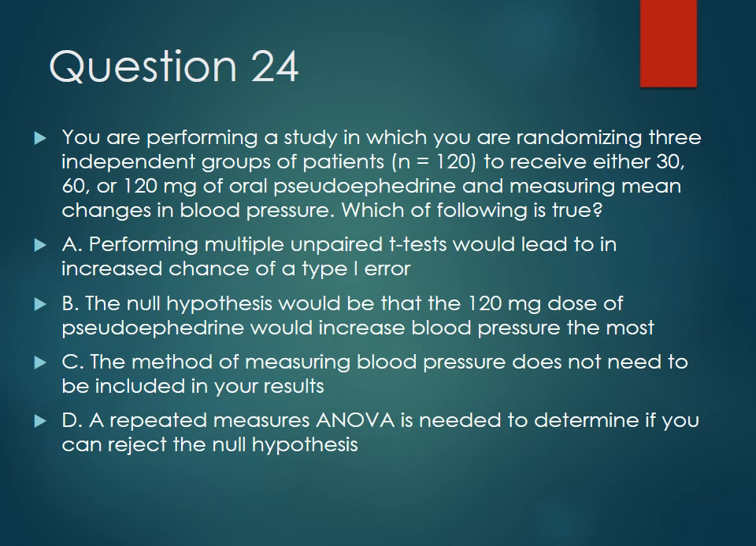So in this case, what you should do is use a one-way ANOVA to see if there's a difference between any of the means, and then if that is positive, if you can reject the null hypothesis, then at that point you'd use some corrections and multiple comparisons tests to see which pairing is truly significant. So in this case, A would be the correct answer.